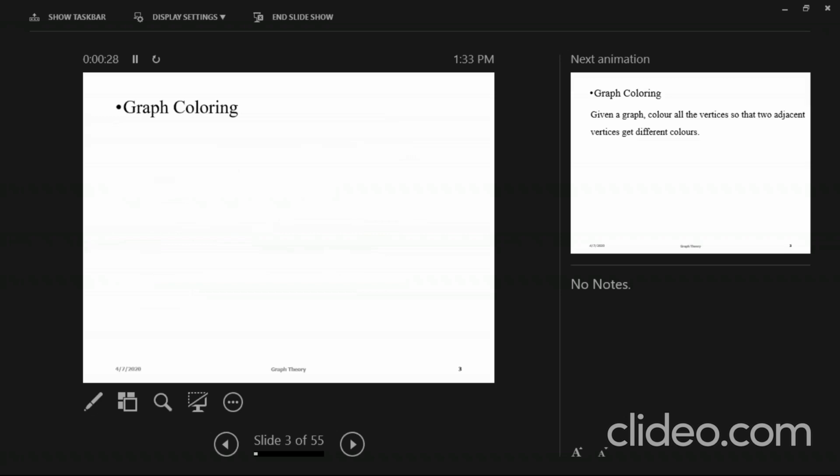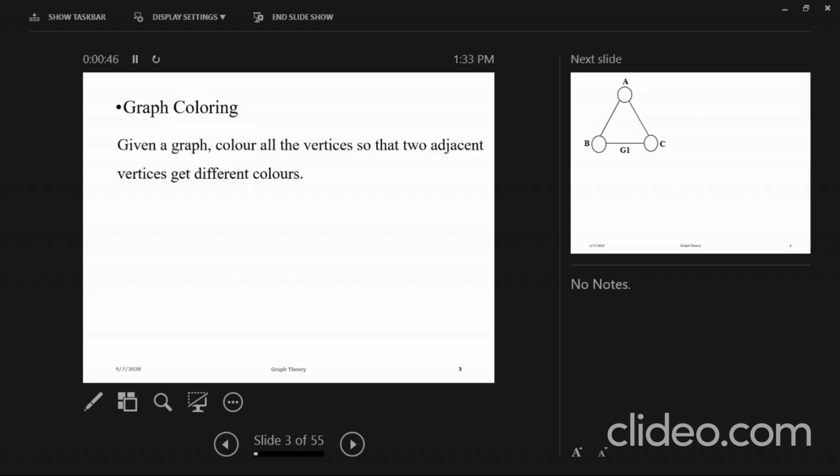Today we shall cover the remaining part of the graph unit, that is graph coloring. It's another important property of a graph, and it means assigning every vertex a color in such a way that no two adjacent vertices get the same color. In other words, given a graph, color all the vertices so that two adjacent vertices get different colors. It's as simple as that.